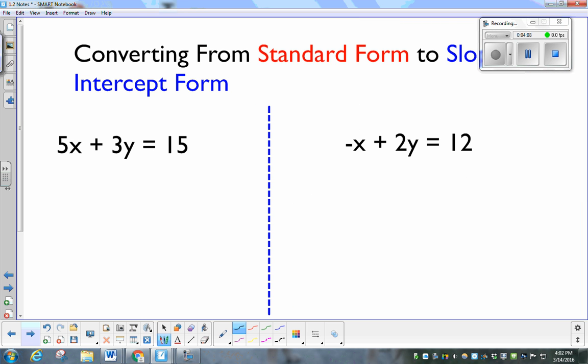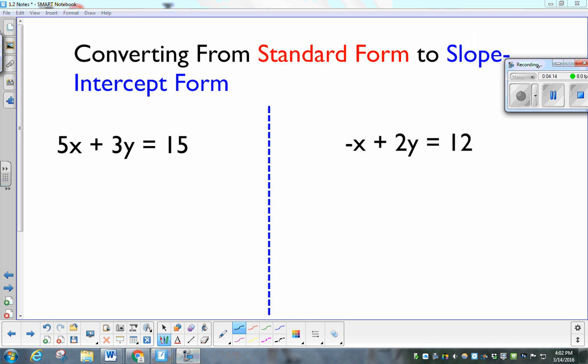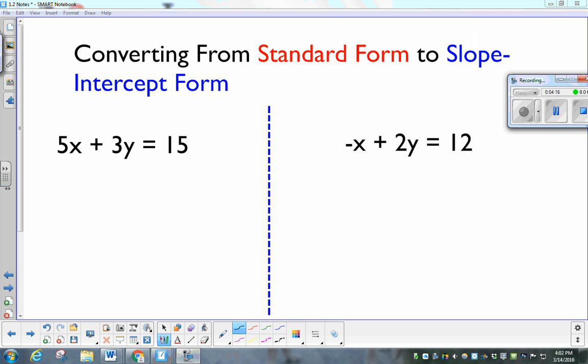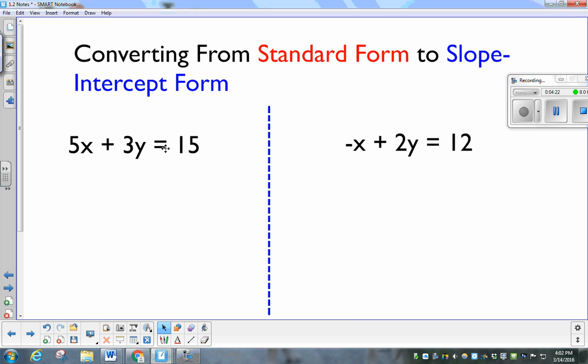So first, we're going to talk about converting from standard form to slope-intercept form. There we go. All right, so here's the first example. It should be on your paper, so follow along with me. Again, if I go too fast, go ahead and pause it. I'm going to move this over because I'm kind of trapped to my computer right now.